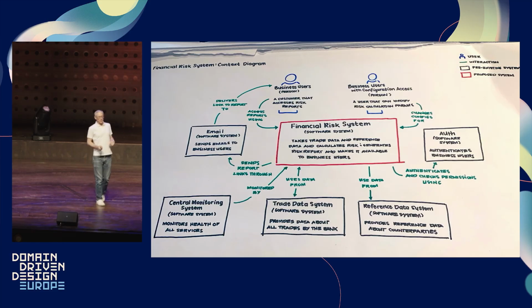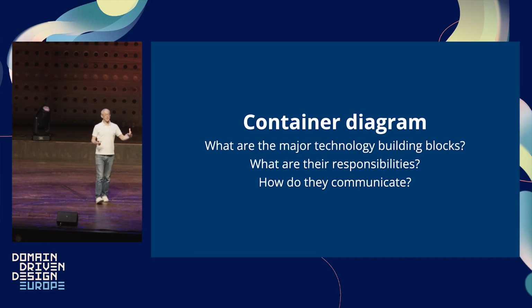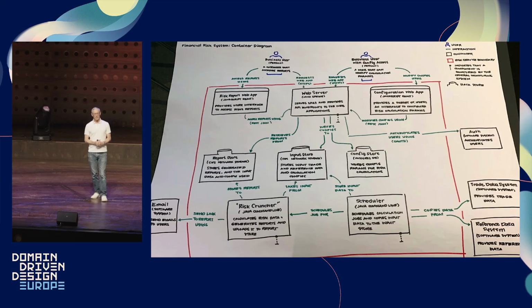Pinch to zoom in on that red box, and we can drop down to level 2 and draw a container diagram. For a container diagram, it's a different set of questions we're looking to address here. So what are the major technology building blocks? What are their responsibilities, and how do they communicate? Is it API calls, method calls, et cetera. And we can draw a container diagram. So now we've zoomed into the red box, and we're showing applications and data stores.